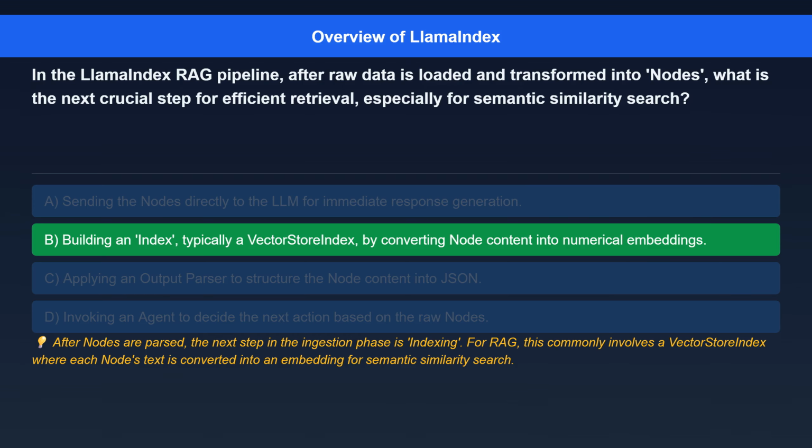The correct answer is building an index, typically a vector store index, by converting node content into numerical embeddings. Here's the explanation. After nodes are parsed, the next step in the ingestion phase is indexing. For RAG, this commonly involves a vector store index, where each node's text is converted into an embedding for semantic similarity search.